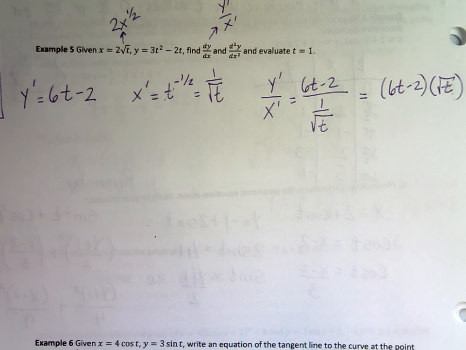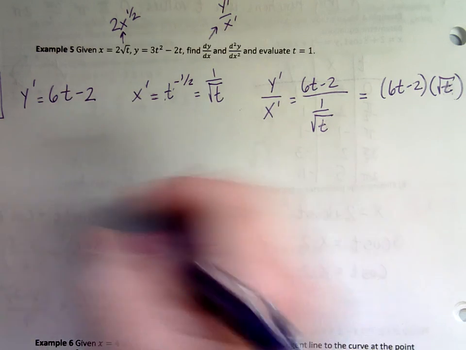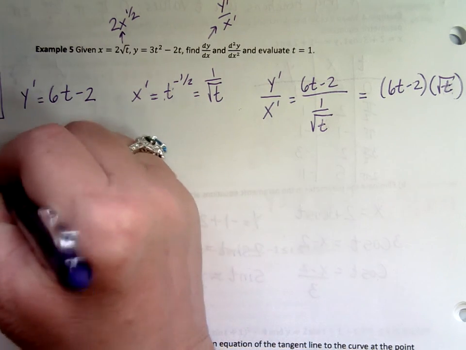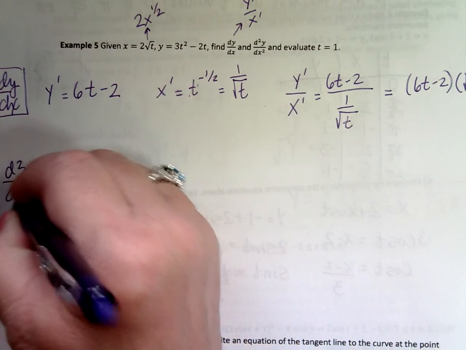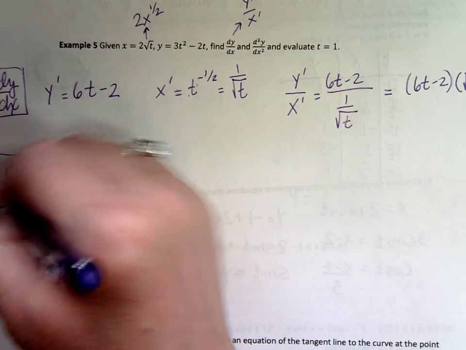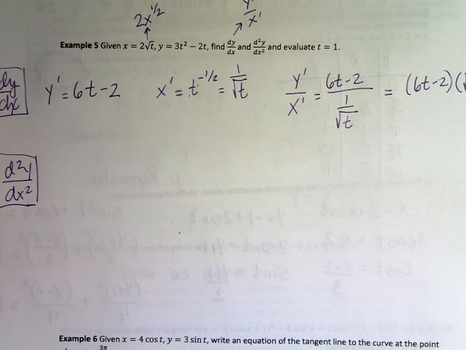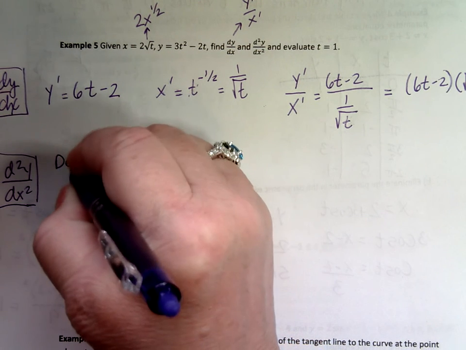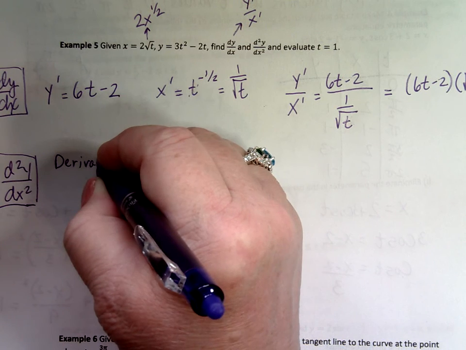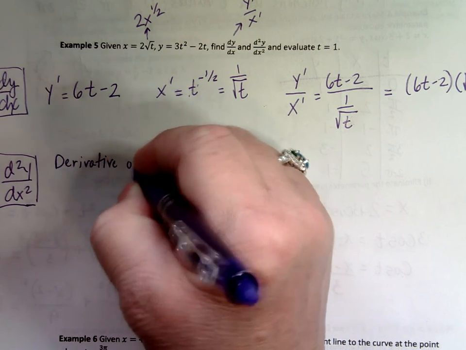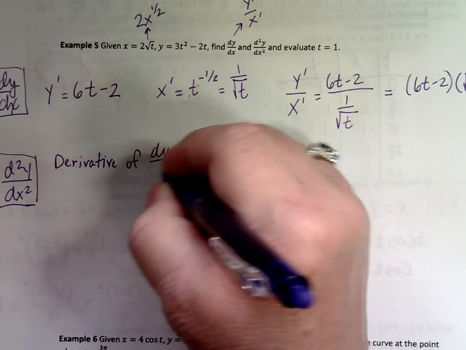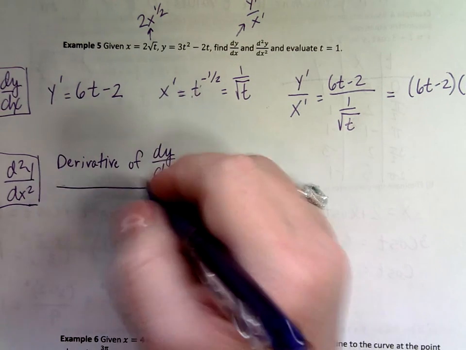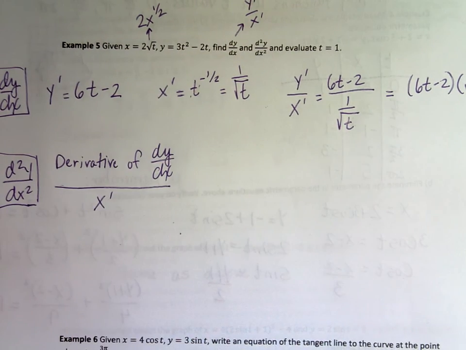Job number 2, they want us to find the second one. So this is my d squared y, and again, maybe my zoom is too big, but d squared y over dx squared. That's my second step. Well, there's 2 pieces involved with this. This one's going to be the derivative of this guy, dy over dx, the answer you just got, and you're dividing it by x prime. That's the deal. That's what all that gobbledygook on the other side said.